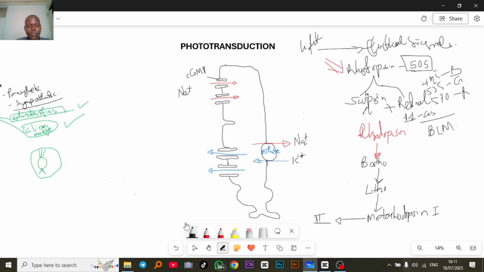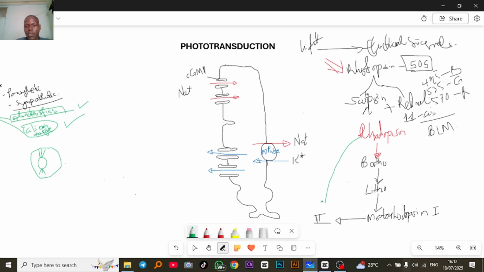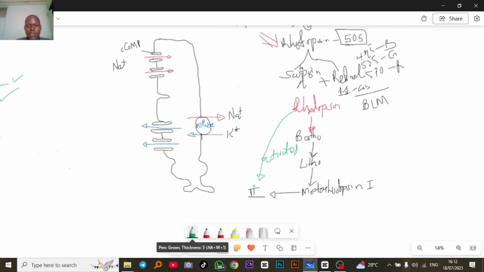You get the point? When it's struck by light, it goes through the changes to become activated. So activated rhodopsin is known as meta-rhodopsin type 2. This meta-rhodopsin type 2 is the one which will cause the changes that in turn affect the ion channels within this cell.